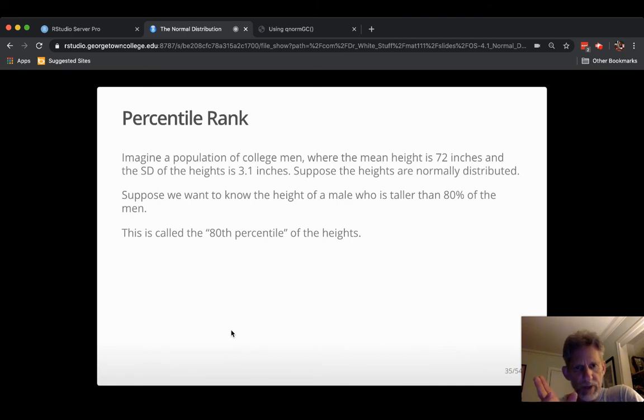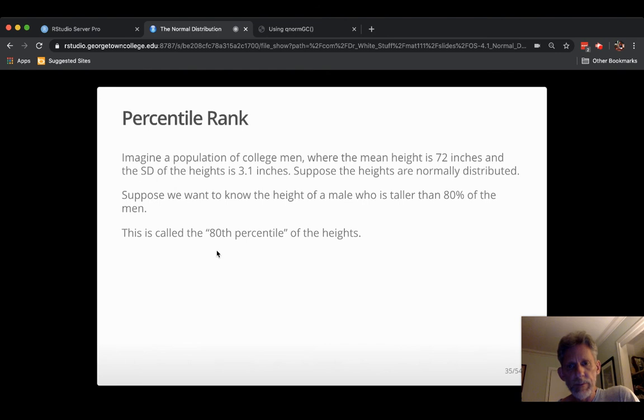Let's go back to imagining our population of college men, where the mean height is 72 inches and the standard deviation of the heights is 3.1 inches. Just imagine millions and millions of college men. And suppose the heights are normally distributed, so that if you made a histogram of all the heights, it would look like one of these perfect bell-shaped curves.